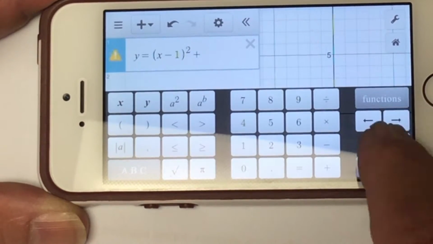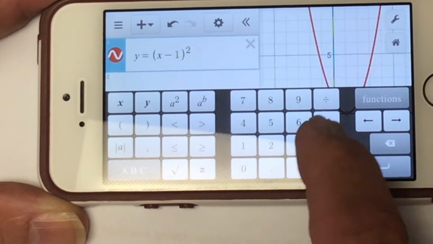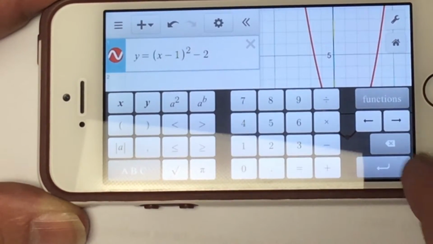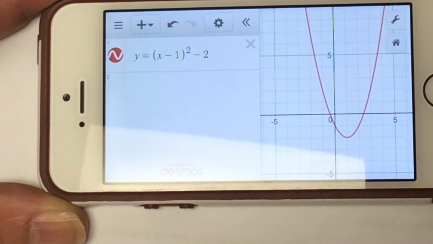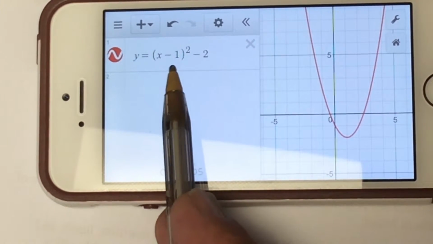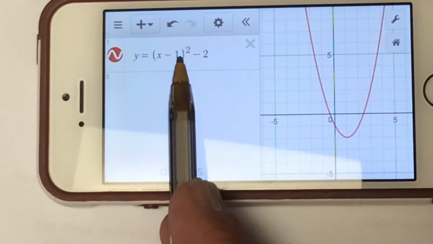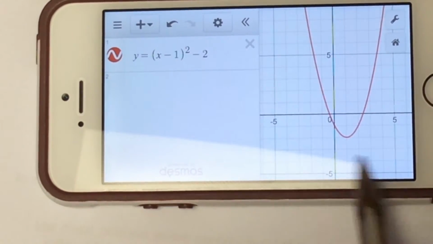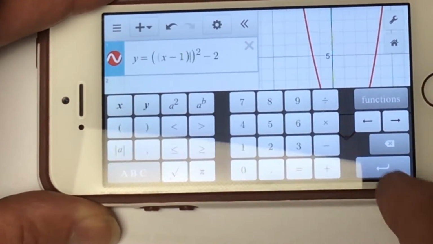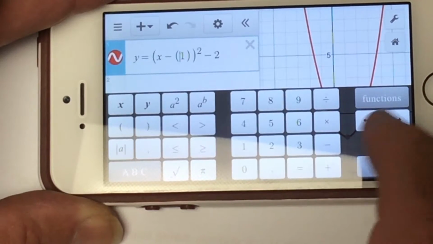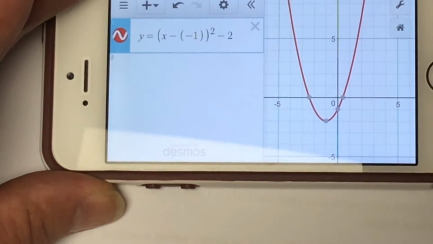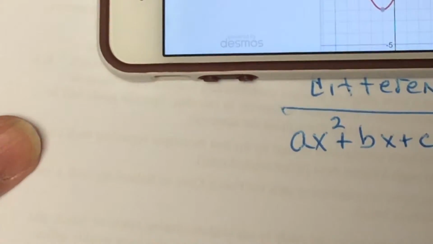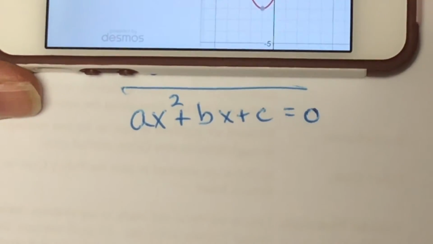And if I say minus 2, where does it go? Down 2. So if you notice, in this form, it's this number right here that makes it go left and right. If I make that minus 1, it goes to the left. So this is a particular form for writing the equation. It's another form of the equation.